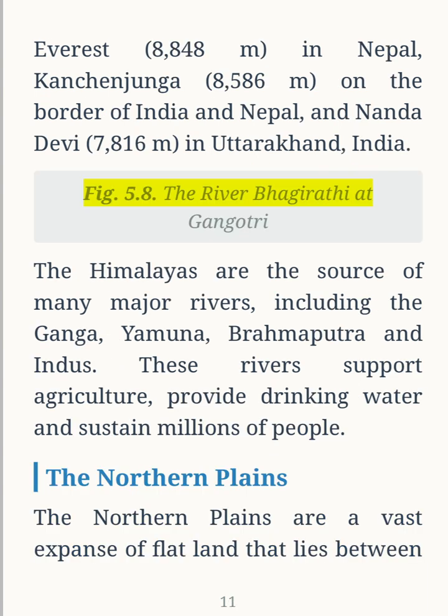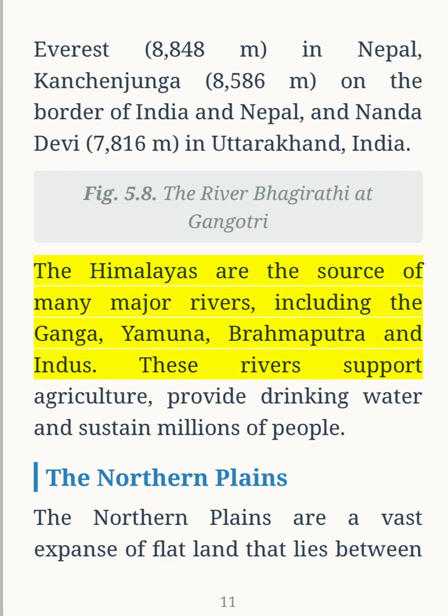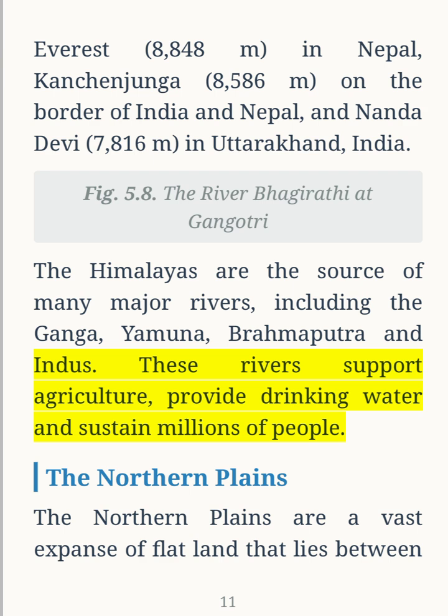Figure 5.8. The river Bhagirathi at Gangotri. The Himalayas are the source of many major rivers, including the Ganga, Yamuna, Brahmaputra, and Indus. These rivers support agriculture, provide drinking water, and sustain millions of people.